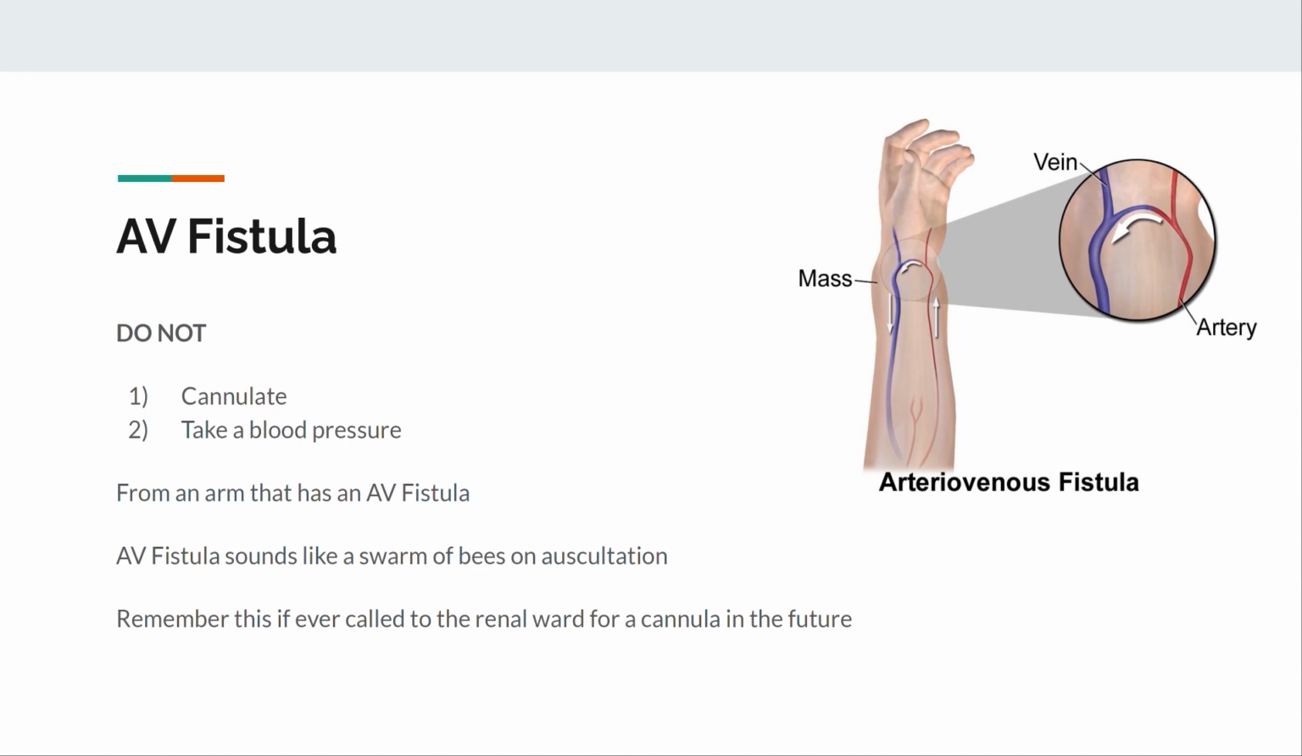Try to remember this. Typically, patients will have a sign outside their door on the renal ward saying, "Do not cannulate the left arm. This patient has an AV fistula." Just something really good to know for next year that you might not always get told. And it's good for OSCE stations to mention it. You might get a point for that when you're consenting someone to have a cannula.